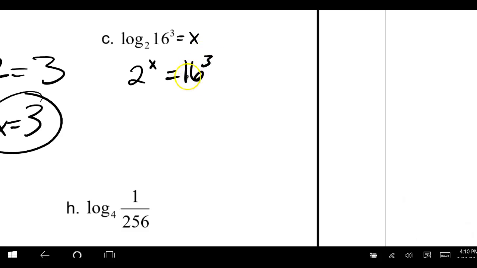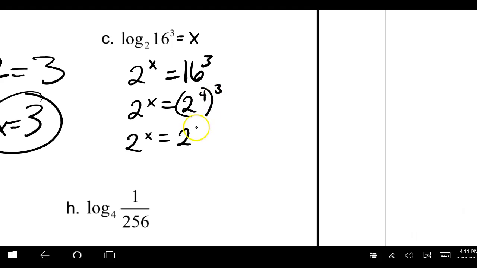So now that we got our numbers written out in exponential form, we want to convert this 16 so that it has the same base as this 2. So we can change the number so that they both have a base of 2. So this will be 2 to the 4. And remember, we still have this exponent outside here, this 3. Okay, so then let's multiply our exponents. 2 to the 4 times 3 is 12. So then obviously you can see that x equals 12. So our value is 12.